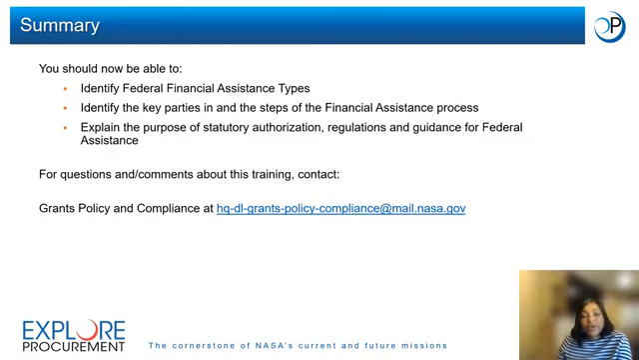This concludes the training on NASA's Grants and Cooperative Agreements 101, an overview of federal financial assistance. You now should be able to identify federal financial assistance types, identify the main parties that are involved within the financial assistance process, and also be able to explain the purpose of statutory authorization and regulations for federal financial assistance. If you have any questions about or comments on the information contained in this training, please contact the Grants Policy and Compliance team using the email provided on this slide.